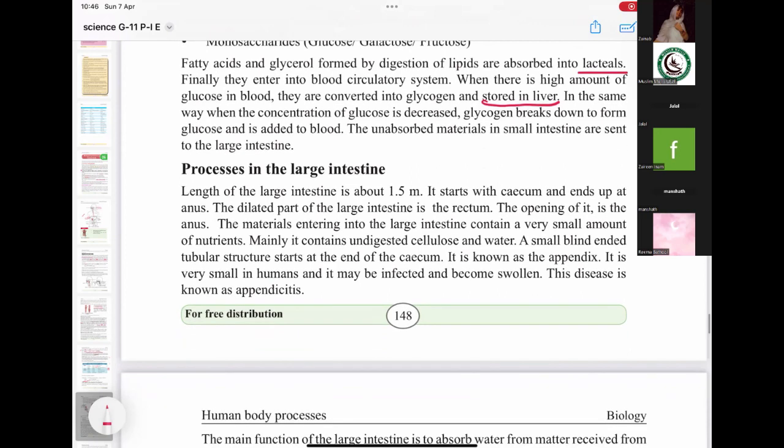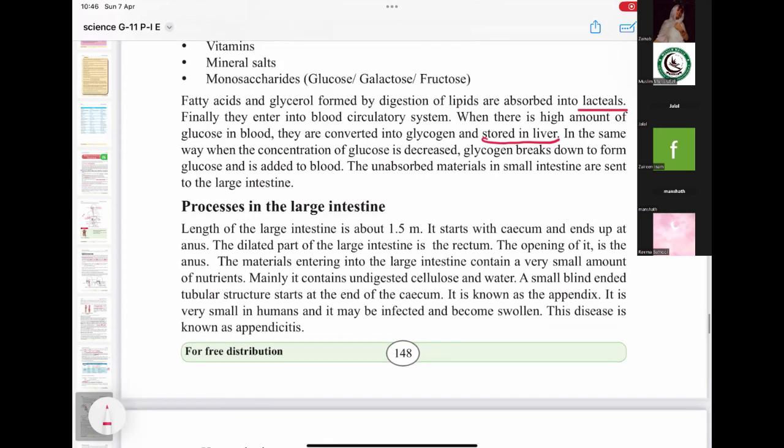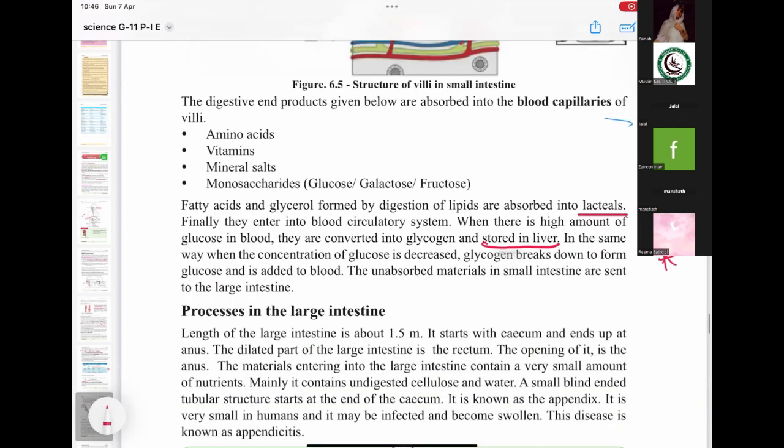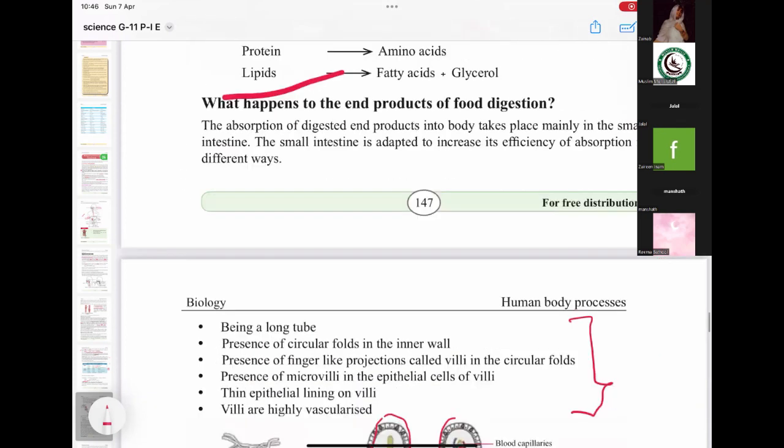Now the large intestine is also a long one, 1.5 meters. Obviously not like the small intestine, but it's quite long. In the large intestine you have a cecum. It is the starting part of the large intestine, and the ending part is called the anus. So you will have a dilated part. I'll show a picture so you can understand.